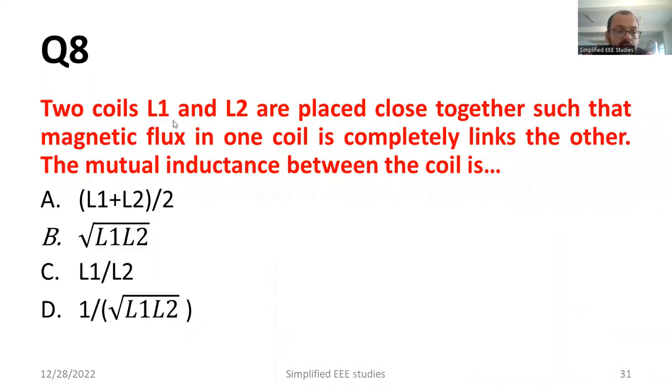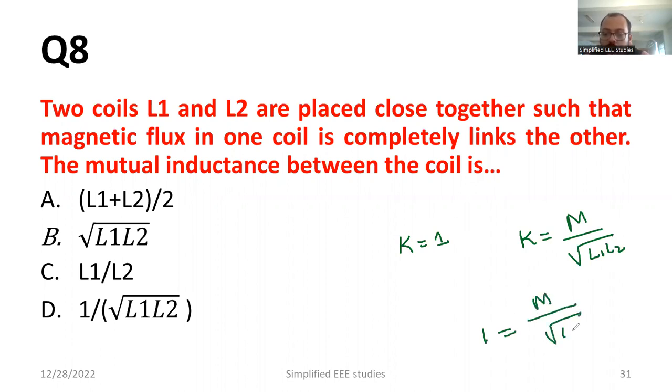Two coils L1 and L2 are placed together such that the magnetic flux in one coil is completely linked with the other. That means the coefficient of coupling is equal to 1. The mutual inductance between the coils: we have one equation, K is equal to M divided by square root of L1 into L2. Here the coefficient of coupling is equal to 1, so M divided by square root of L1 into L2 equals 1. Therefore, M is equal to square root of L1 into L2.